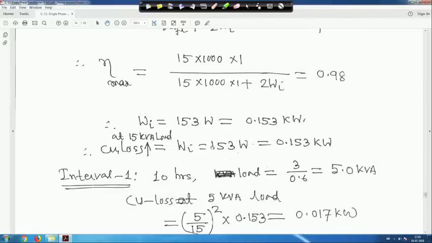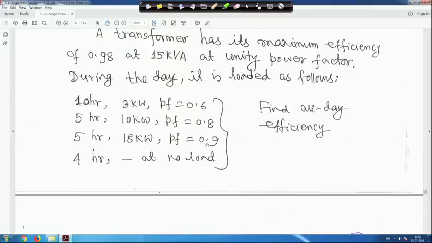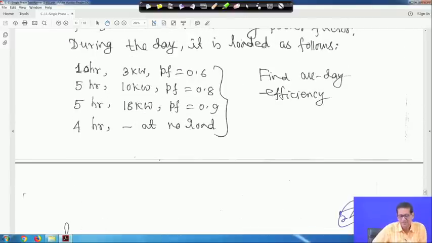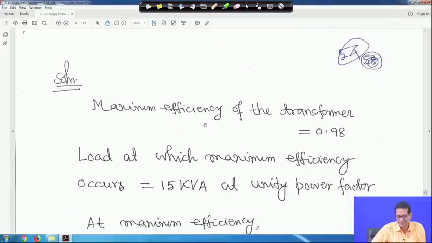Similarly, 3 kilowatt with the given power factor for 10 hours: the load was 3 kilowatt, so we converted it to kVA, and the loss depends on the square of the load. But if it is a simple load and nothing is given, then 3 kilowatt into 10 means it will be 30 kilowatt hour. A little bit we have seen at the beginning, I think, for the DC circuit analysis.